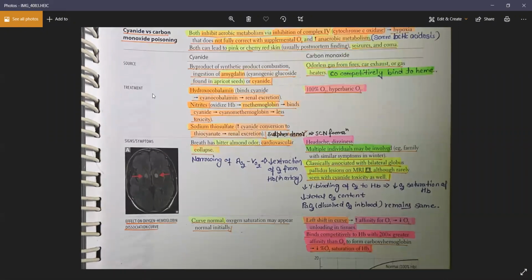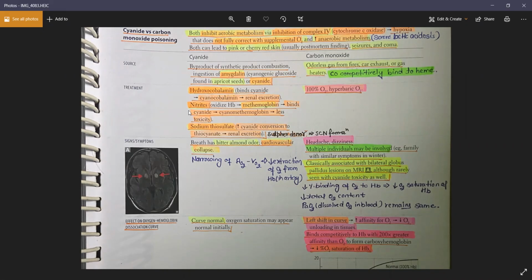For the treatment of cyanide poisoning, you can give the patient hydroxycobalamin, which is a vitamin B12. This vitamin B12 will bind with the cyanide instantly, converting it into cyanocobalamin. This cyanocobalamin cannot be reabsorbed in the tubules, and as a result, you will have a renal excretion of this cyanocobalamin.